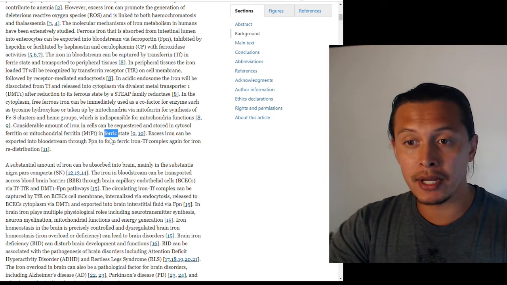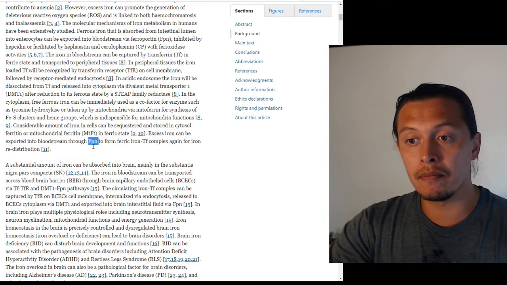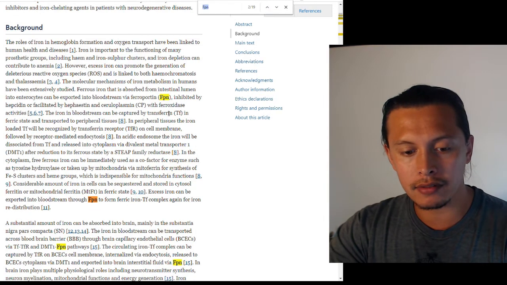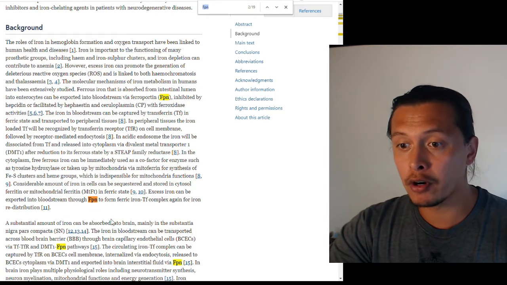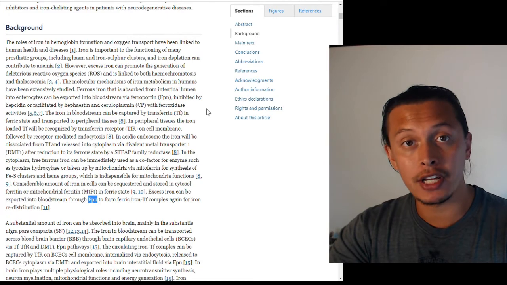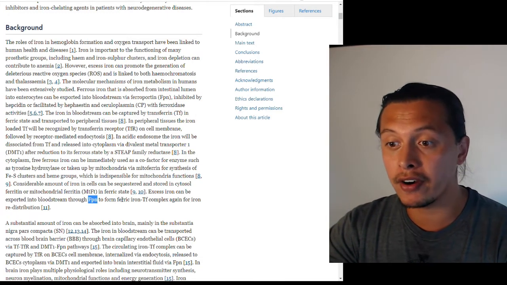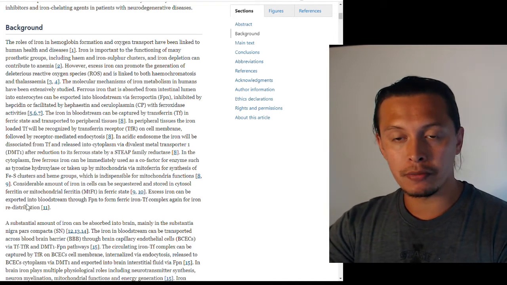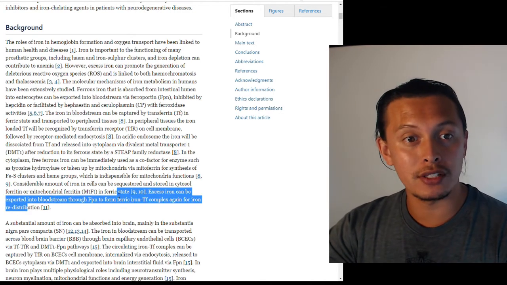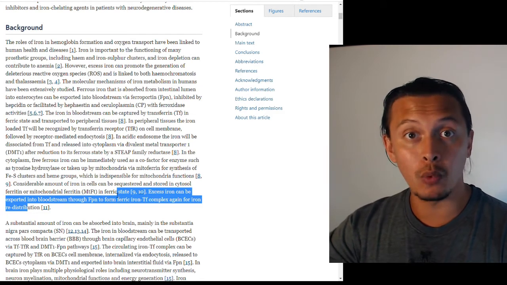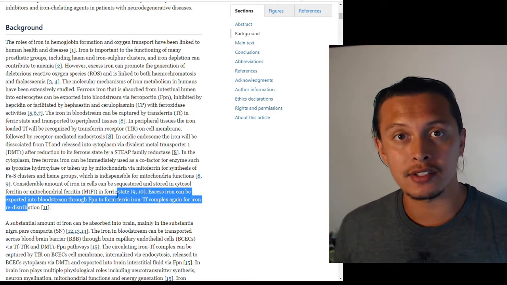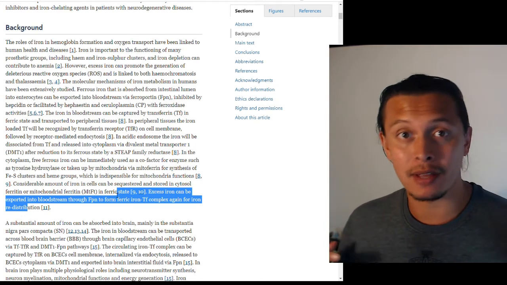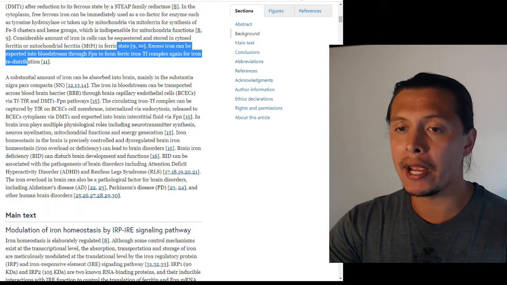So excess iron can be exported into the bloodstream through ferroportin, or FPN. I forgot what that is, one second. Ferroportin, yes, it was ferroportin. So it can be transferred into the bloodstream through ferroportin to form the ferric iron transferrin complex again for iron redistribution. In this particular case, that transferrin could actually be used to excrete the iron as well. You might have iron overload, so you want to get it out of the cells and possibly excrete it in some way.